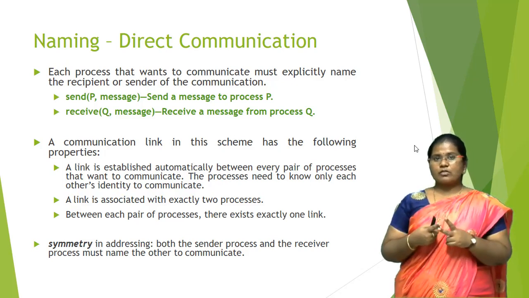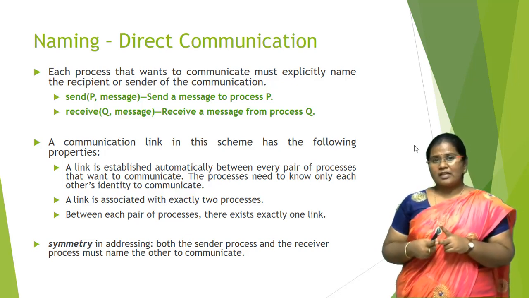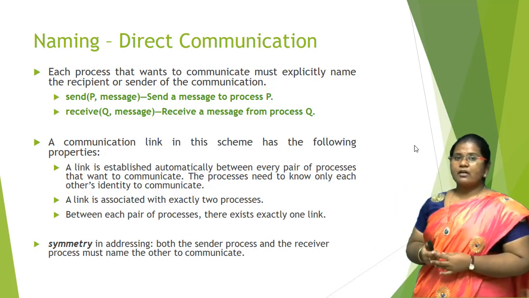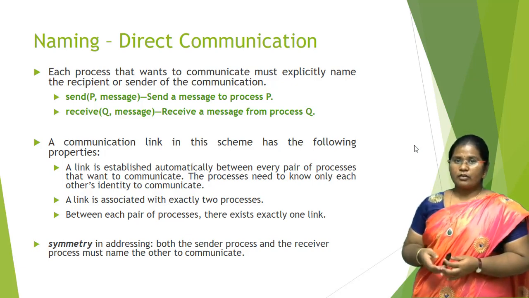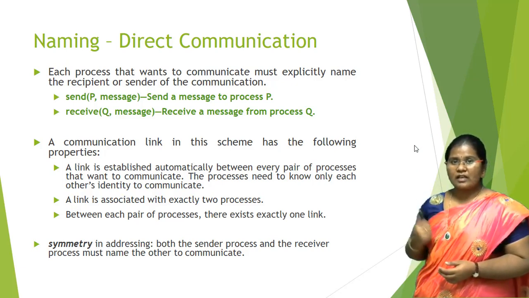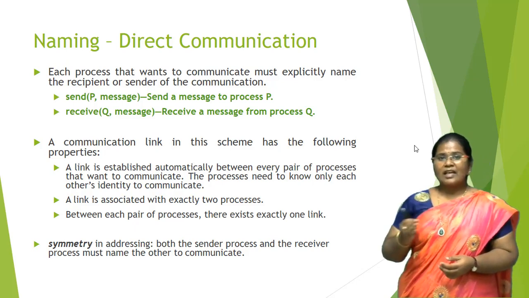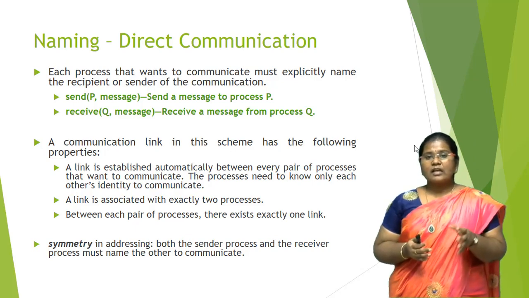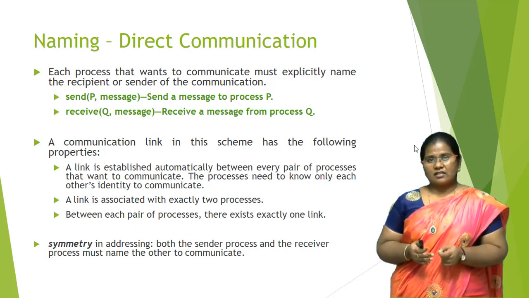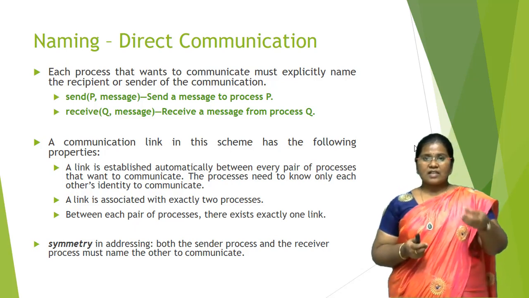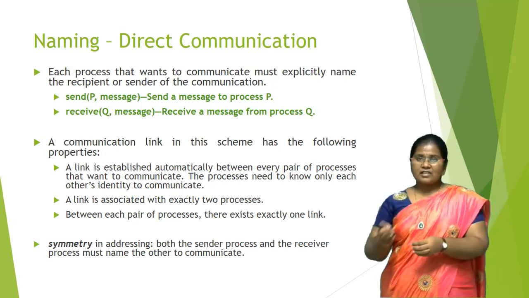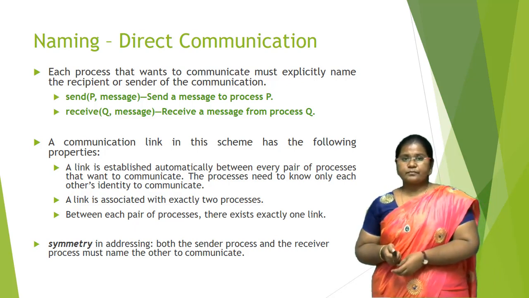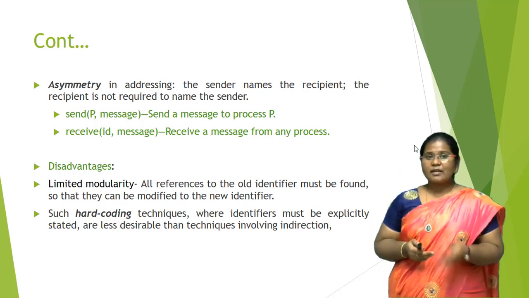So if P and Q want to communicate, only one link will be established for their communication. If you see the above seen protocols, like the above seen system calls, the send and receive system calls use their names as parameters. This kind of execution of system call is called symmetry in addressing. Symmetry in addressing in the sense the sender will mention the receiver's name and the receiver will also mention the sender's name. Okay. We have one more case called asymmetry in addressing.